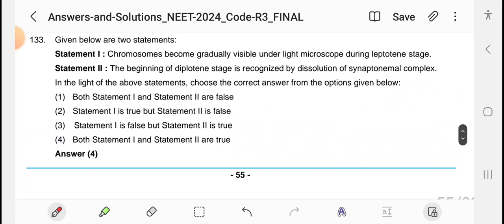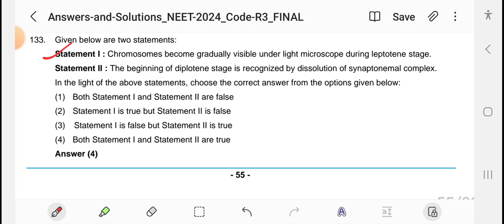So next question, chromosomes become gradually visible under light microscope during leptotene stage. This is a correct statement. The beginning of diplotene stage is recognized by dissolution of synaptonemal complex.